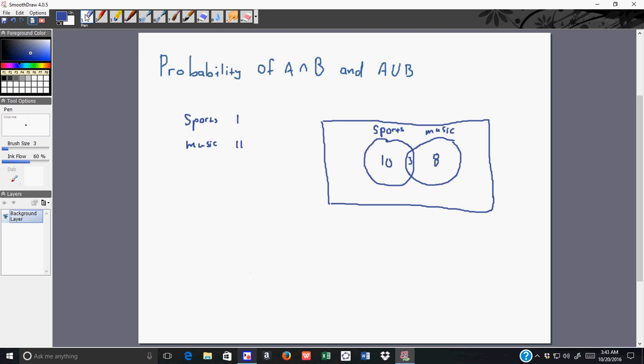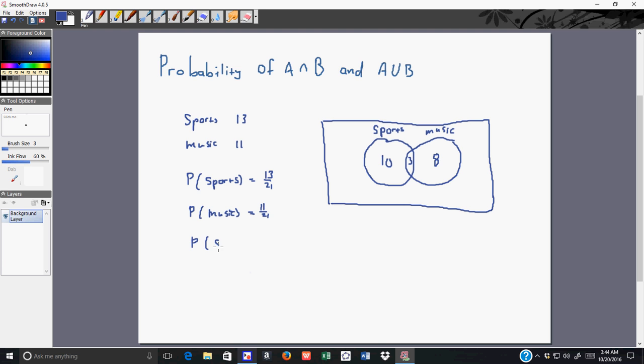Oh, I guess you would say play music. So the probability of having somebody who plays sports, I have 21 students altogether, is really 13 out of 21. And the probability of somebody who plays music, if I were to select somebody at random, would be 11 out of 21.